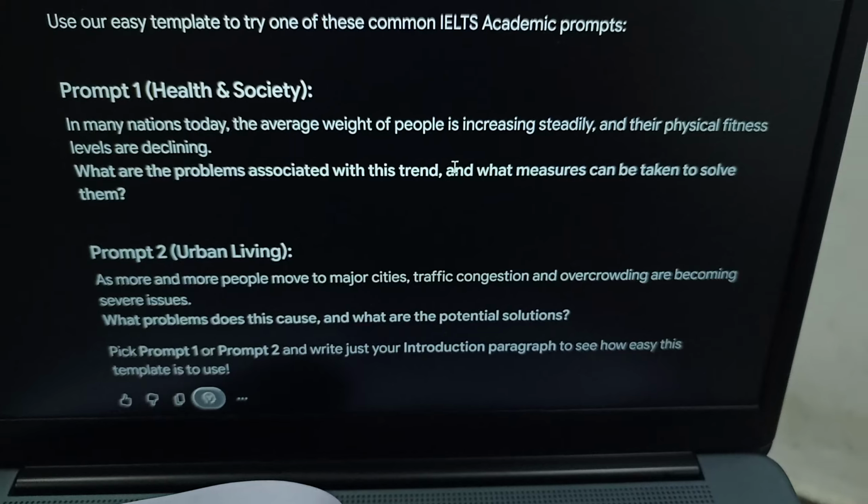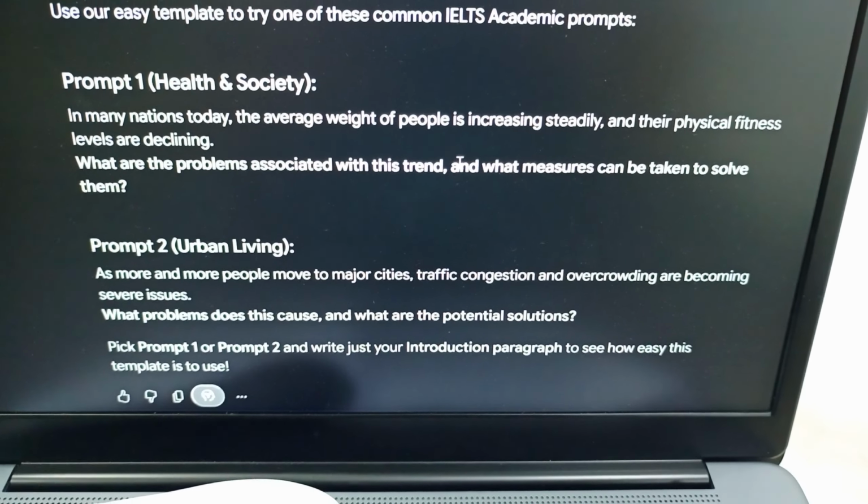These are the practical questions. You can practice these questions.